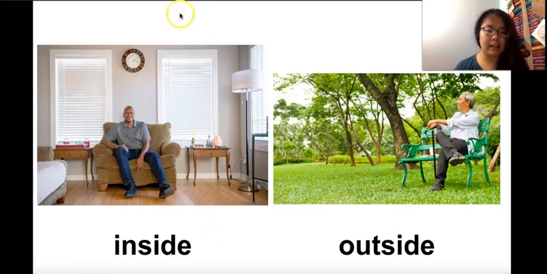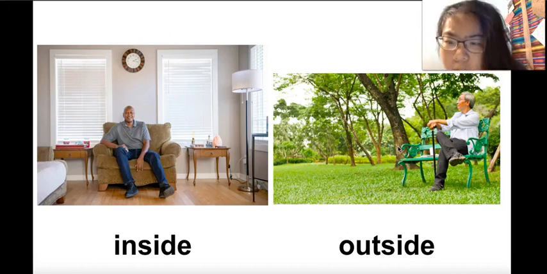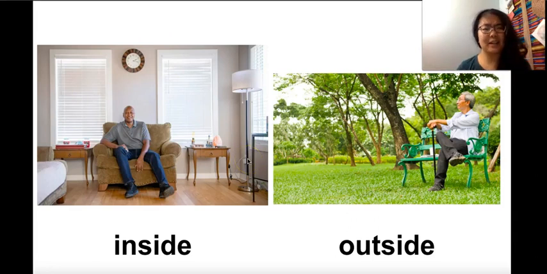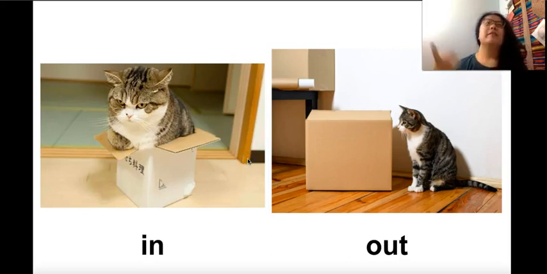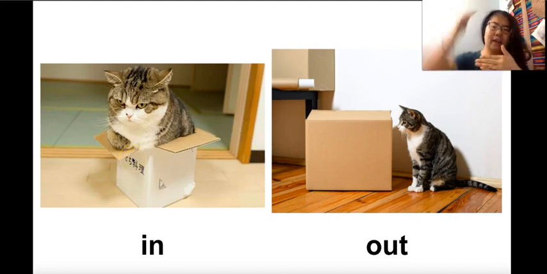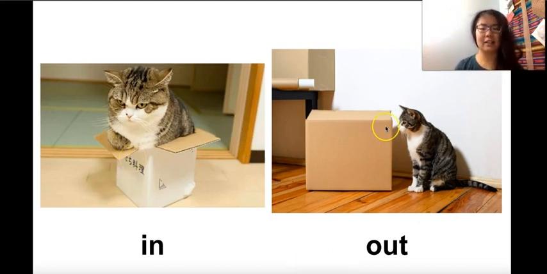This man is sitting inside. And this woman is sitting outside. That actually might be a man, I'm not sure. So one is sitting inside, one is sitting outside. So these are related to the opposites in and out. This cat is in the box. This cat is out of the box.